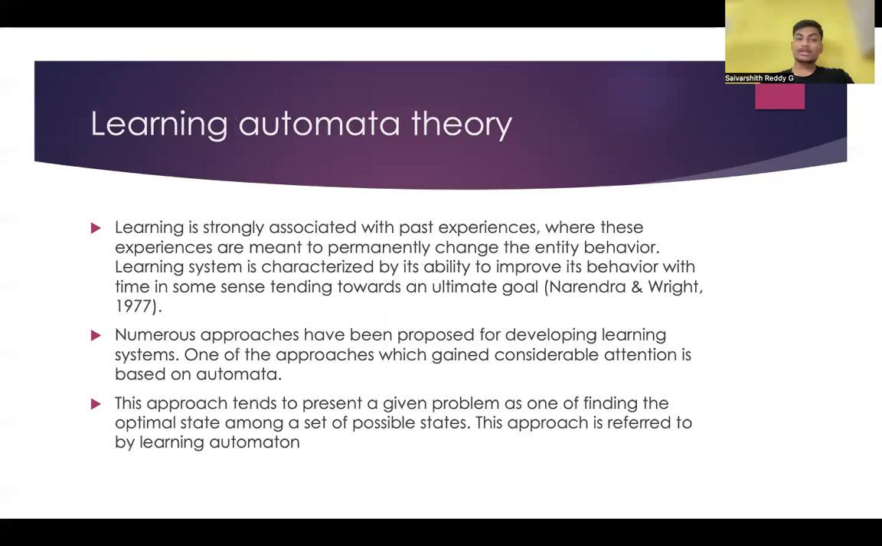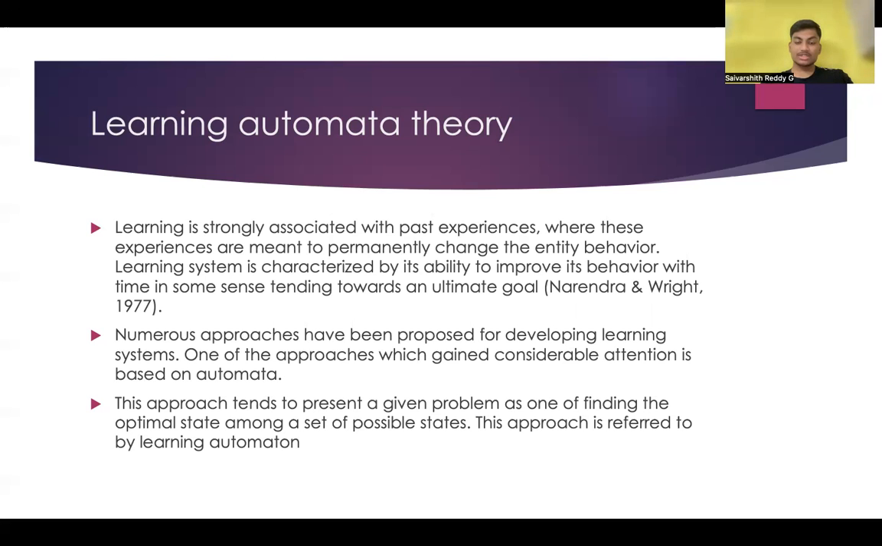Learning automata theory. Learning is strongly associated with past experience, where the experience is meant to permanently change the entity's behavior. A learning system is categorized by its ability to improve its behavior with time, in some sense tending towards an ultimate goal. Numerous approaches have been proposed for developing learning systems. One of the approaches which gained considerable attention is based on automata.